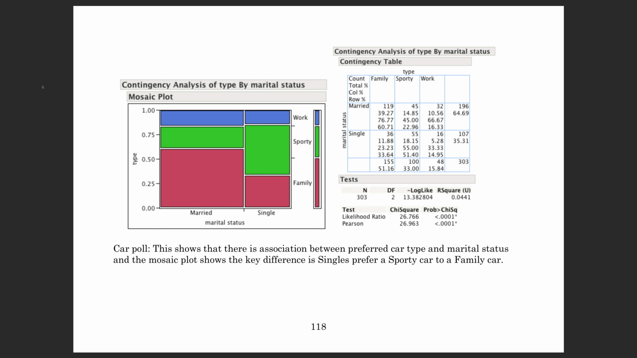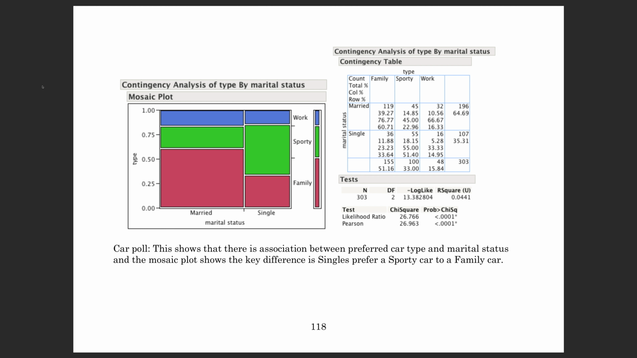When you look at the graphic, it's very clear that the proportion of single and married men who choose a work car is very similar, but there is a fairly large difference apparently between the proportion of single and married men who choose a family car versus a sporty car. So that graphic shows us very clearly what the apparent difference is. What it doesn't tell us is whether that difference is big enough to be due to chance or not due to chance. For that we need to use a statistical test.